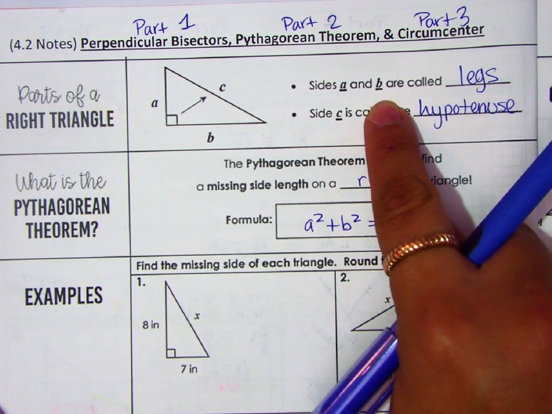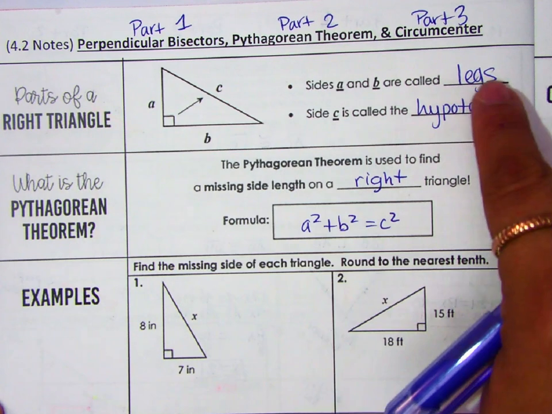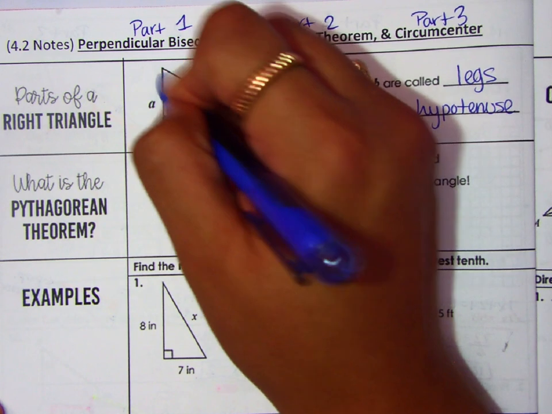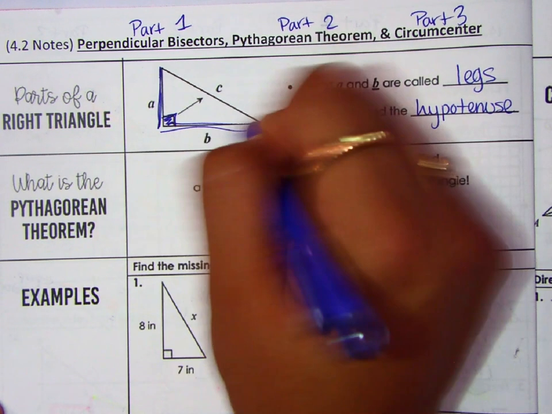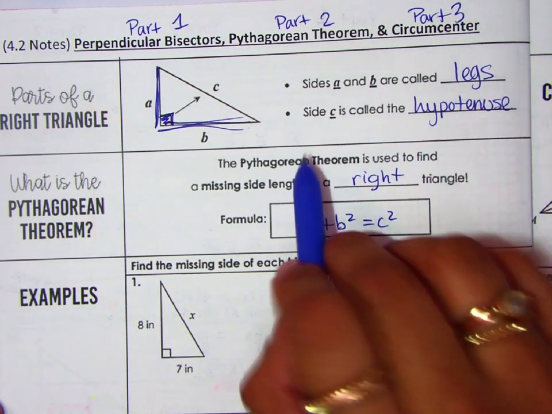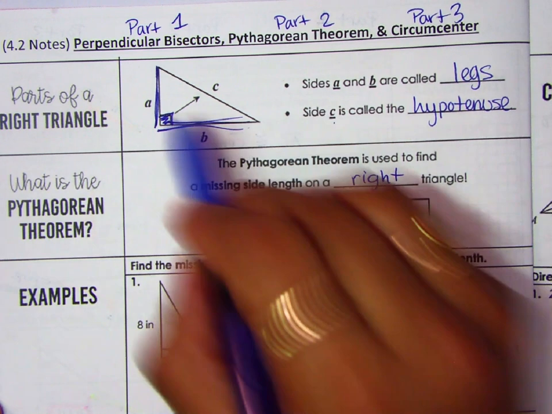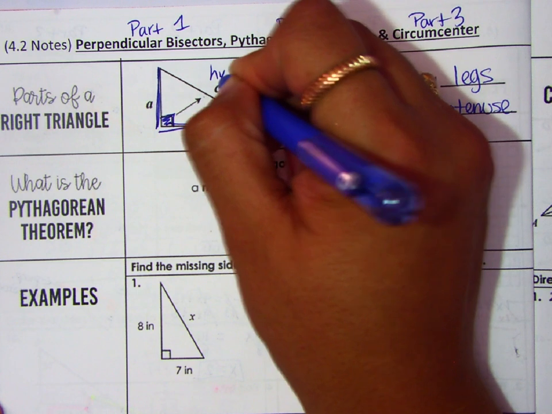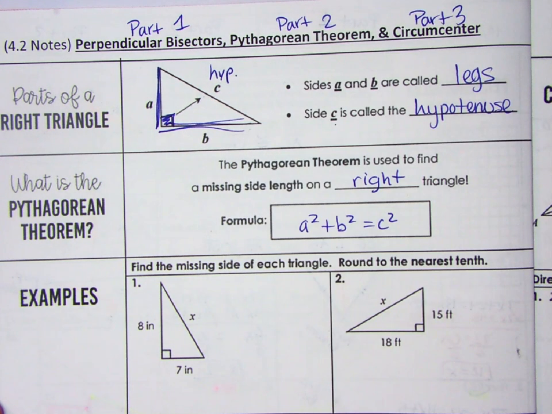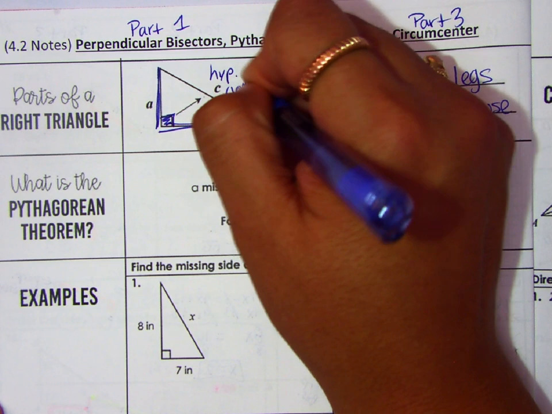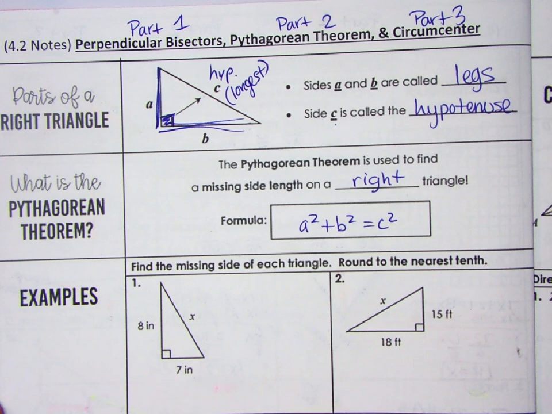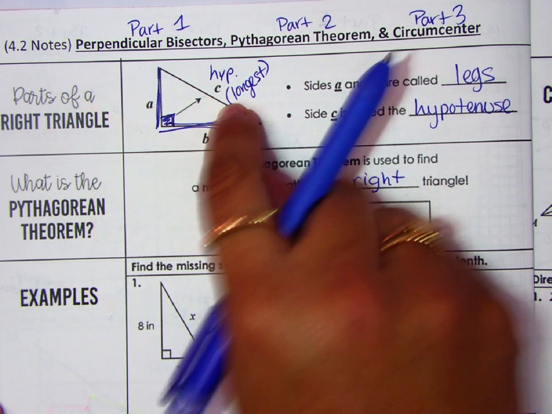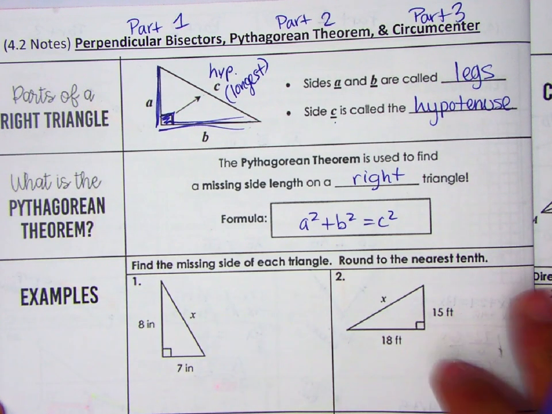Just to review with you, sides A and B are called the legs. So anytime you have that 90-degree square, whatever is attached to it, those are your legs. And then side C is called the hypotenuse. Whatever's across that 90-degree, this is the hypotenuse. And it's your longest side as well. So let's add that, longest. So whenever you do your calculations, make sure you triple check that your C value is your longest number.